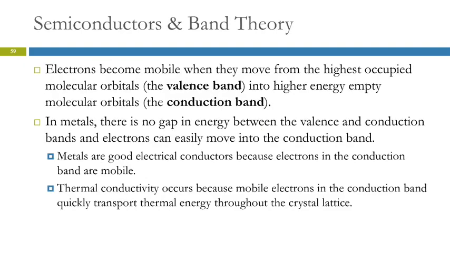The electrons become mobile when they move from the highest occupied molecular orbitals, the valence band, into those slightly higher energy empty molecular orbitals called the conduction band. So electrons can move. It requires a little bit of energy, but not much. In metals, there's really no gap in energy between the valence band and the conduction band. Electrons can easily move up into the conduction band, and then they're mobile. So metals are good electrical conductors because the electrons can get into the conduction band and move.